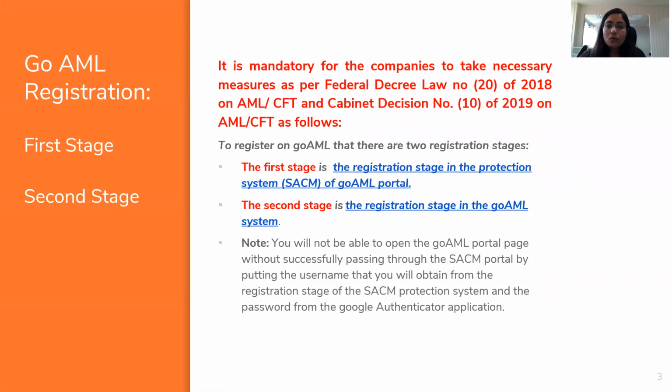To register on GoAML, there are two registration stages. The first stage is the registration stage in the production system of the GoAML portal, which is called SSCM scan. The second stage is the registration stage in the GoAML system. So if you are not able to register yourself on the first stage of the SSCM portal, you will not be able to register yourself on the second stage of the GoAML system.